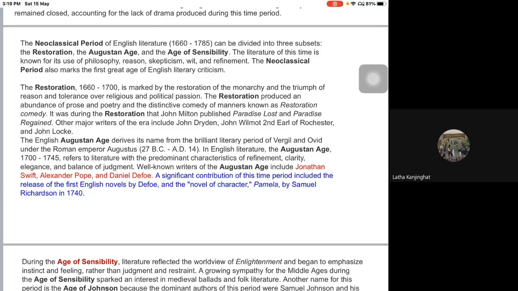And the Restoration produced an abundance of prose and poetry and the distinctive comedy of manners known as Restoration comedy. And it was during the Restoration that Milton published Paradise Lost and Paradise Regained. So Milton's epic, one of the epics in the English language, is Paradise Lost and Paradise Regained.